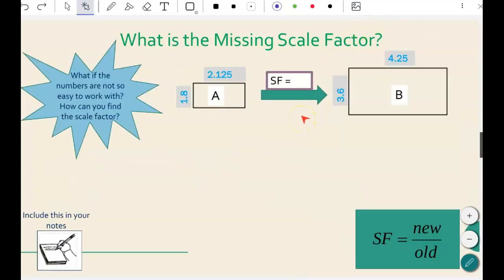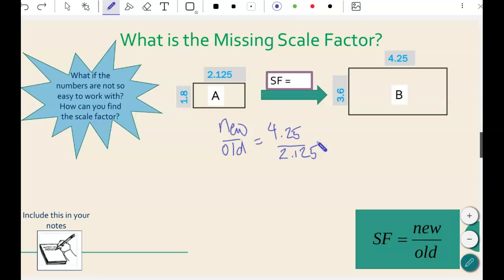Let's find the missing scale factor here. Okay, not so friendly numbers, but you have a calculator. So this is our original, because we've got the arrow, follow the arrow, and the new. So we want to put the new over the old, or the original. So the new is 4.25 and the old is 2.125.